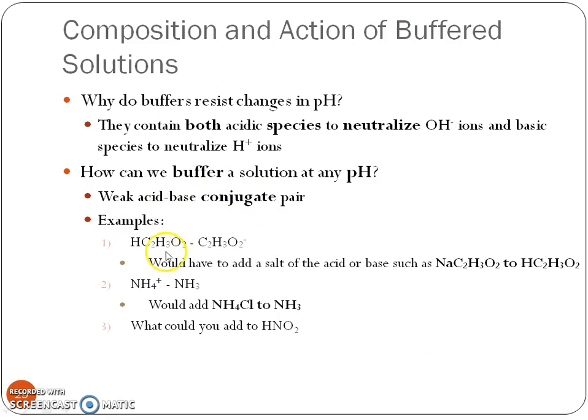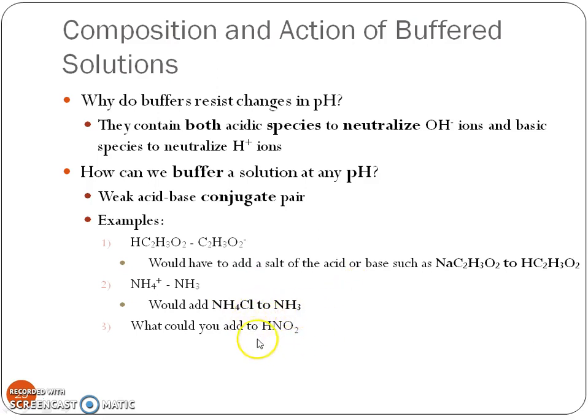So here's an example down here. We have that weak acid, and here's our conjugate base that we want. So we would need to add a salt of either that acid or base. And in this case, if this is the acid, we would need to add something like NaC2H3O2 to that weak acid to have that common ion. Same thing down here. We have the ammonium polyatomic ion to add to ammonia, which would be the weak base. So maybe something like ammonium chloride, since the ammonium polyatomic ion, I should say, is similar. That is going to be the common ion. That would be a good buffer.